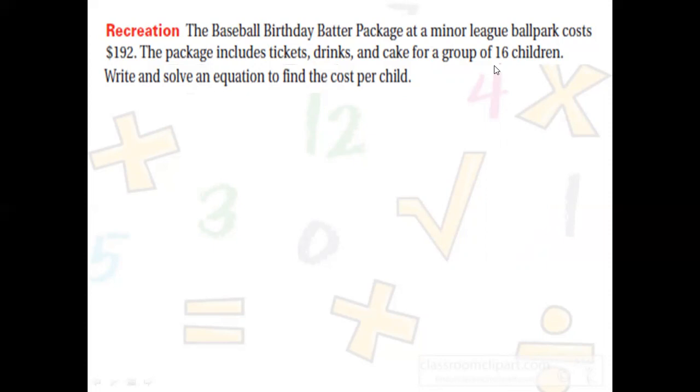But here they said write and solve an equation to find the cost per child. So you have to find the cost for one child. So we have to write an equation. As you know, now we have to divide. But when you write the equation, write the opposite of what we are going to do. So 192 divided by 16 will give us the cost of one child. So what's the opposite of divide? Multiply. So we write the equation for multiplication so that we can divide.